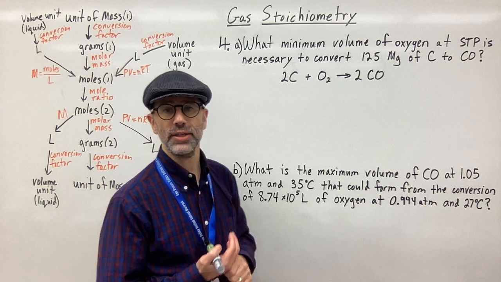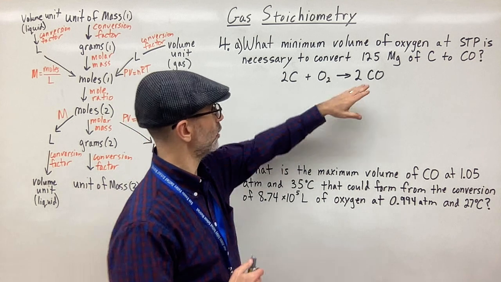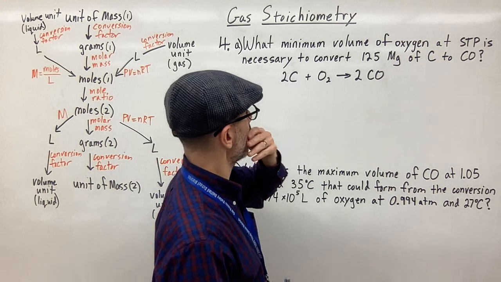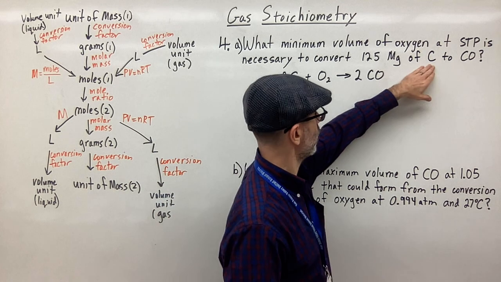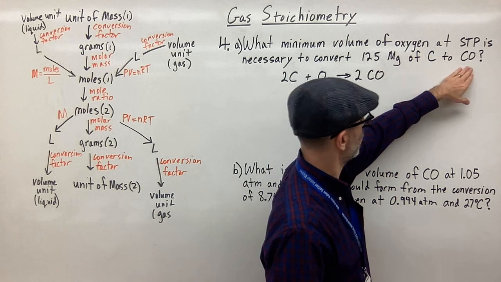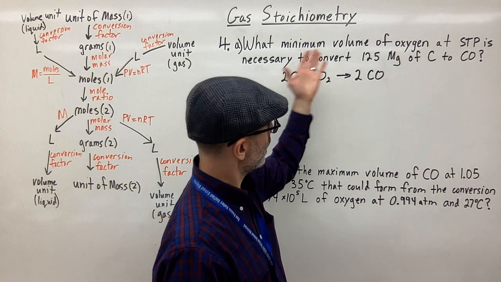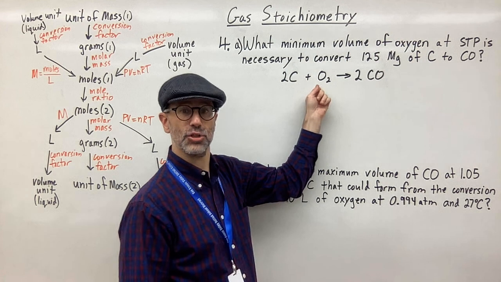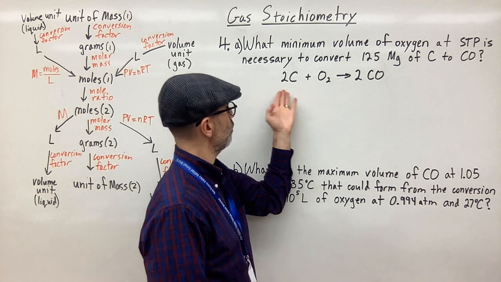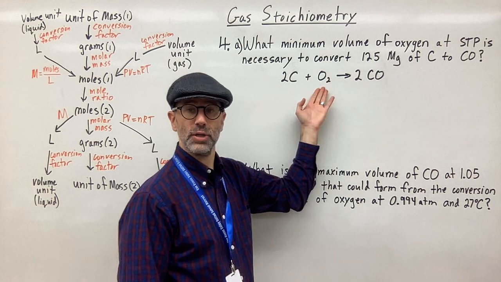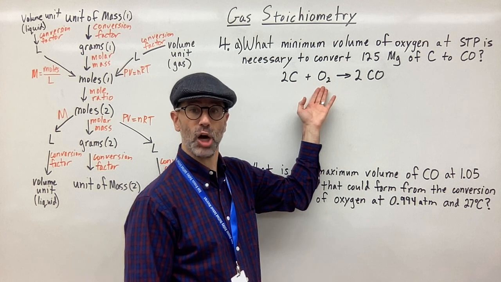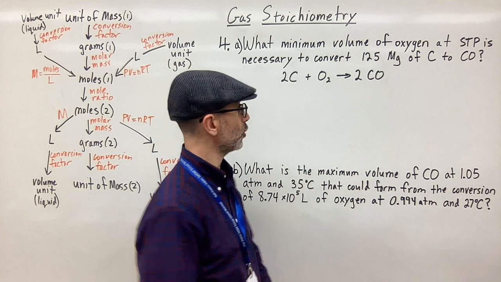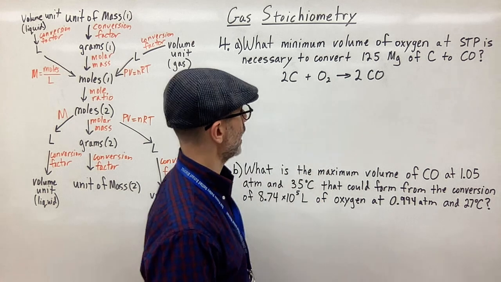What are we going to start with? They want to convert from 125 megagrams of carbon. So we're starting with megagrams of carbon. We want to convert that to CO. In the process, we need to know how much oxygen is needed to do that. So we need to convert from the amount of carbon to an amount of oxygen needed for the carbon to react completely to form a certain amount of carbon monoxide.